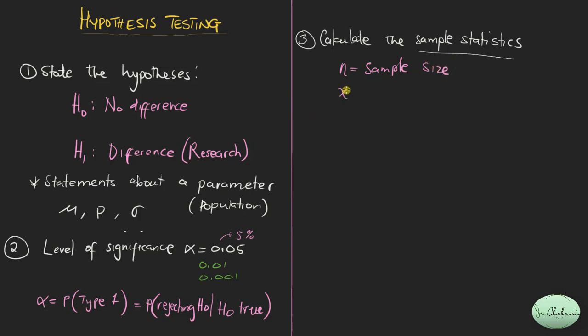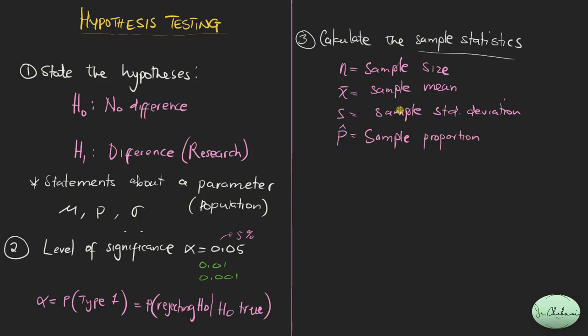We have x bar and s. We also have, if you are working with proportion, the sample proportion. So x bar is the sample mean, and s is the sample standard deviation. And if you are concerned with estimating a certain proportion, then we calculate the sample proportion.